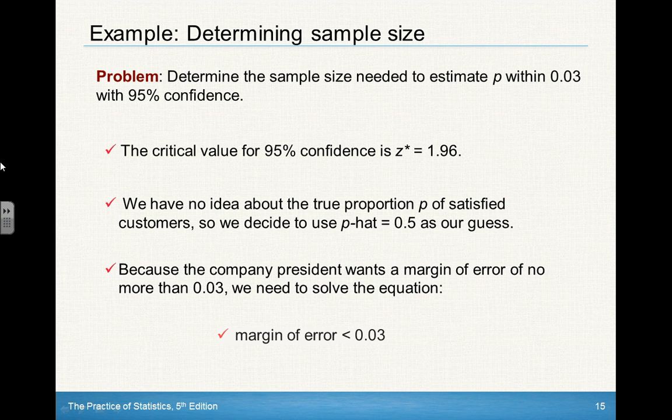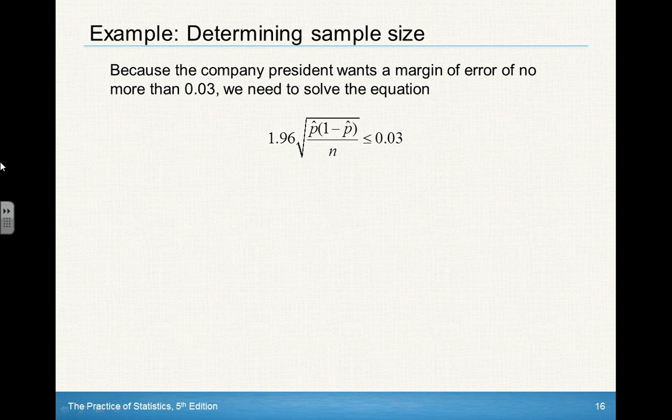I want the margin of error to be less than 0.03. So I'm going to take that equation right there and plug in the things that I know. Now, the margin of error is all the stuff after the plus or minus. It's the z star times the square root of p hat times 1 minus p hat over n. So I want z star times the square root of p hat times 1 minus p hat over n to be less than 0.03.